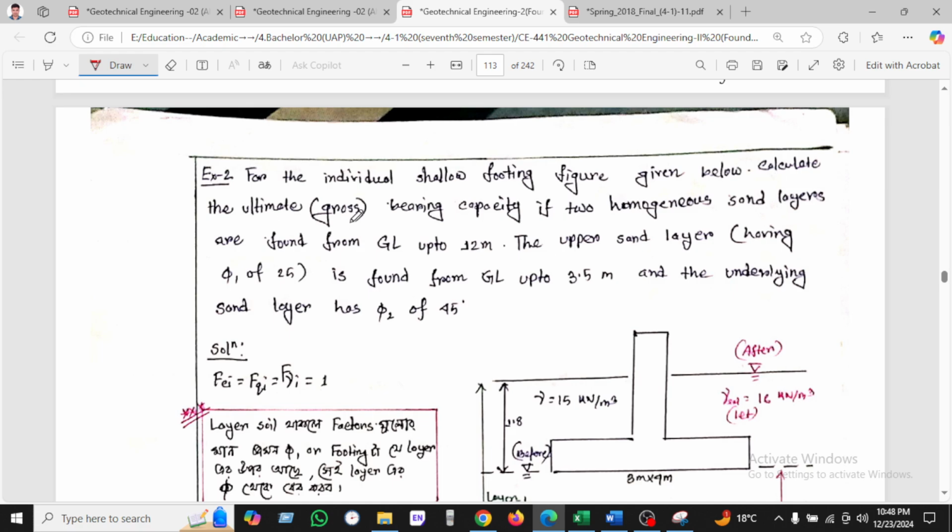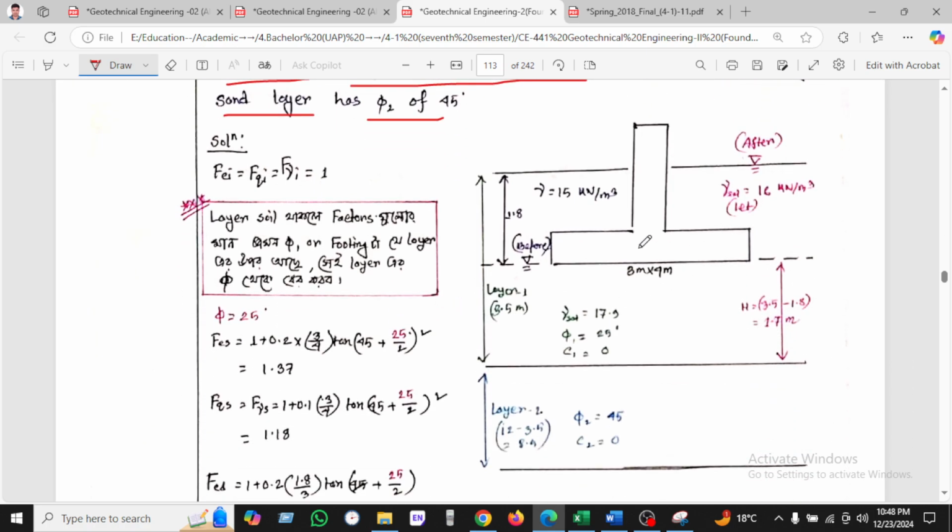To calculate the ultimate gross bearing capacity, two homogeneous soil layers are found from ground level up to 12 meters. The upper layer soil has phi 25 from ground level to 3.5, and the underlying soil layer has phi 45. So this is given in the question. You can see here a footing which is 3 into 4, and the depth is given from 3.5 to 1.7, and phi is 25, and layer 2 phi is 45.